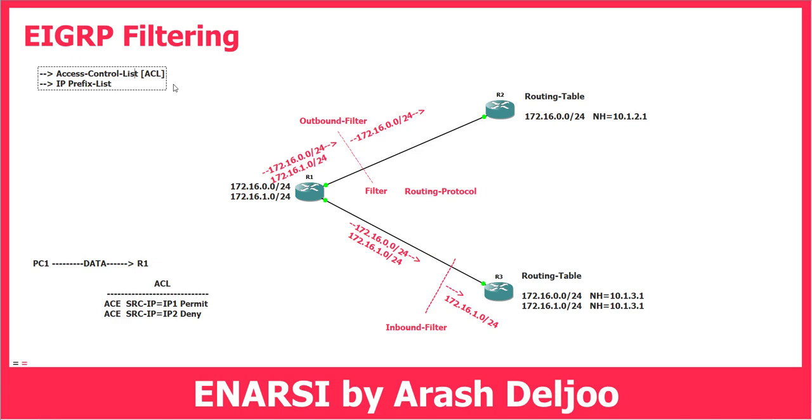Let me say that with the ACL you can filter both data and routing updates. When you apply the ACL to one interface, it works for data filtering, and when you apply the ACL to the routing protocol, the ACL works for routing update filtering. But with the IP prefix list, you can filter only the routing update, but this is a powerful tool for routing update filtering, more powerful than the ACL.